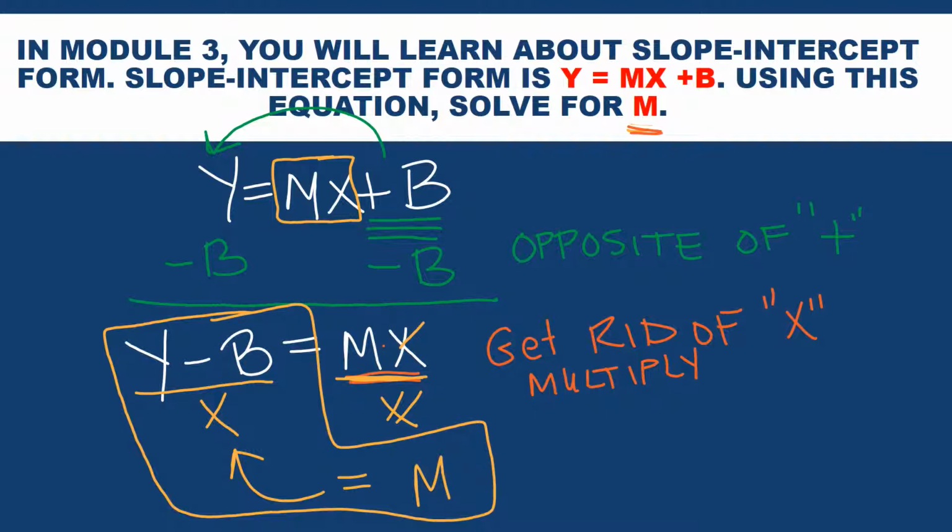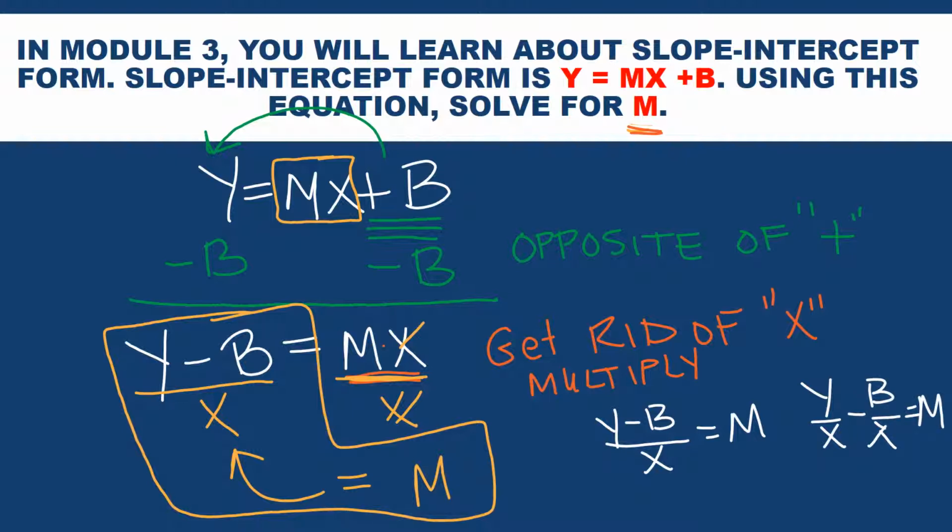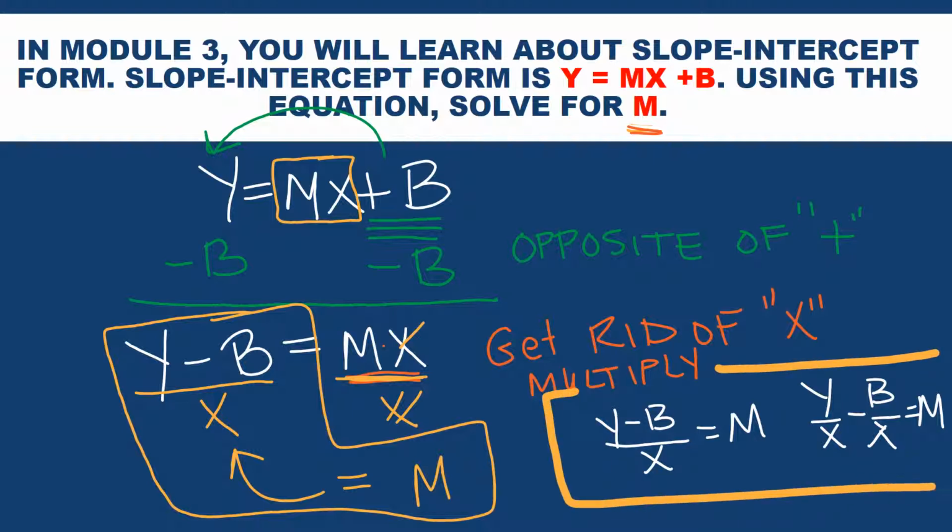So let me write it over here for you. Your answer would be y minus b over x. Now sometimes you may not see it written like that. Sometimes you could even see it written like y over x minus b over x equals m. Both of these mean the exact same thing. Notice the only difference is that you're taking the x and sharing it with everything in the numerator. So both of these answers would be equivalent, the same thing. Let me put an or in here between these two so you know. And that would be your answer.